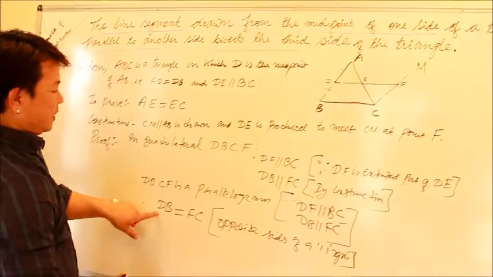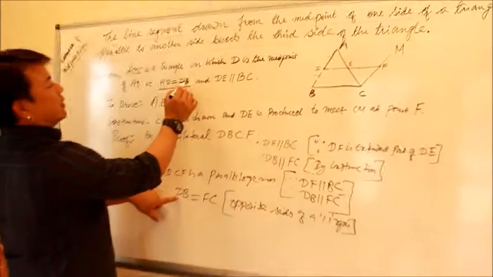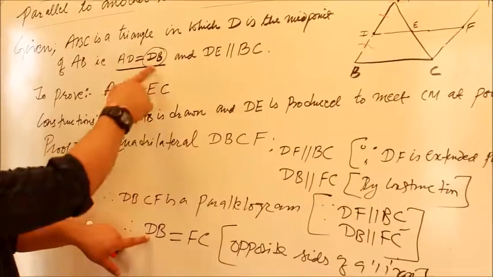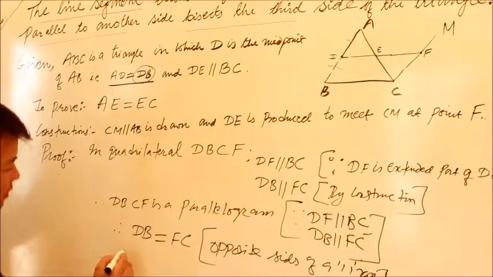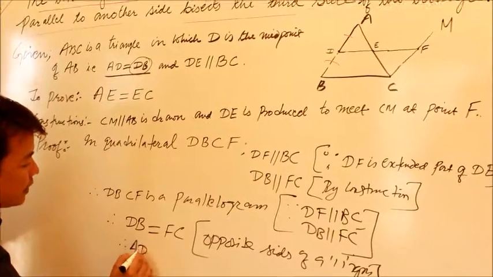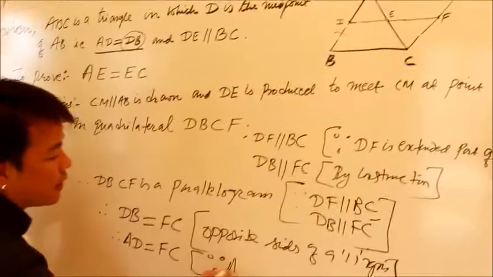Now, according to the given, DB means AD. So in place of DB we can write AD. Therefore AD is equal to FC, since AD is equal to DB, which is already given.